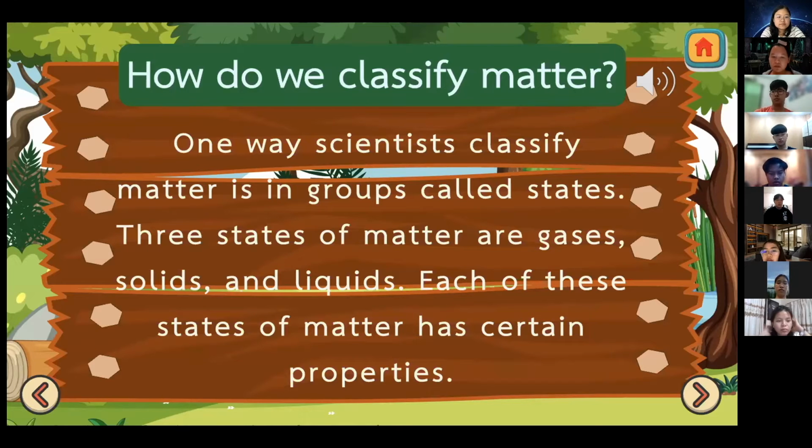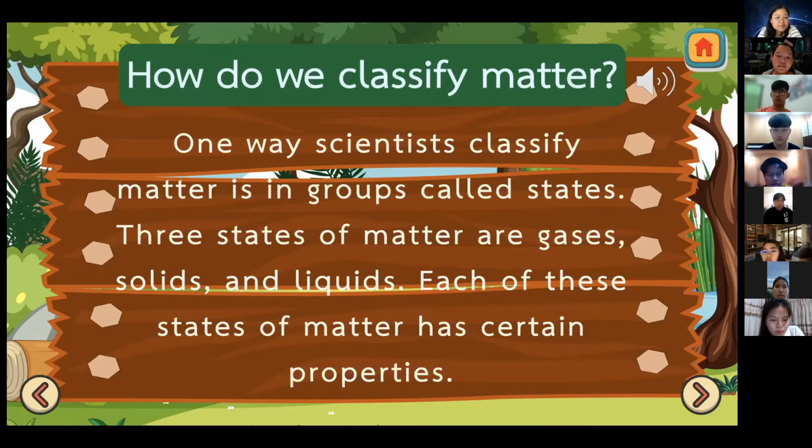Okay, I will read it to you, but I will read it slower than the audio. How do we classify matter? One way scientists classify matter is in groups called states. 3 states of matter are gases, solids, and liquids. Each of these states of matter has certain properties.